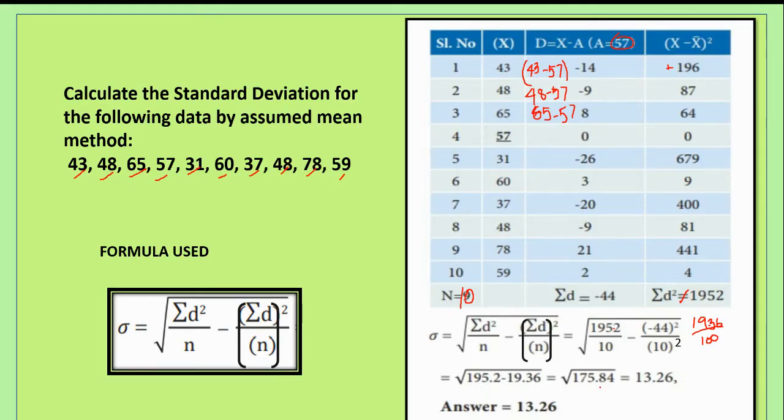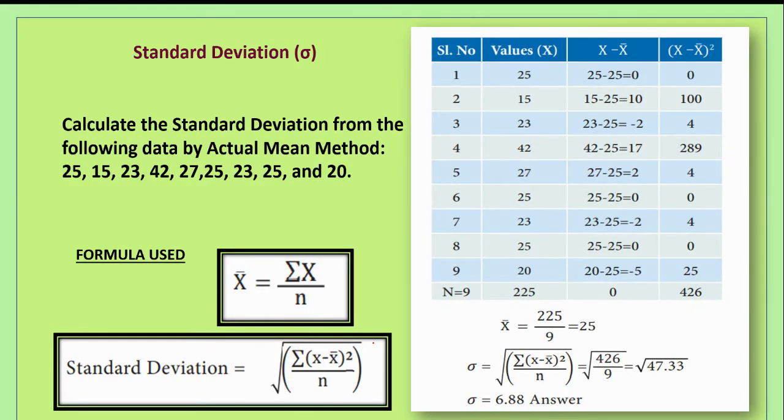175.84. So you can use a calculator for this. You just type in 175.84 and you press the square root function. You will get the answer displayed immediately, 13.26. So standard deviation sigma is equal to 13.26. So this is calculating the standard deviation by the assumed mean method.